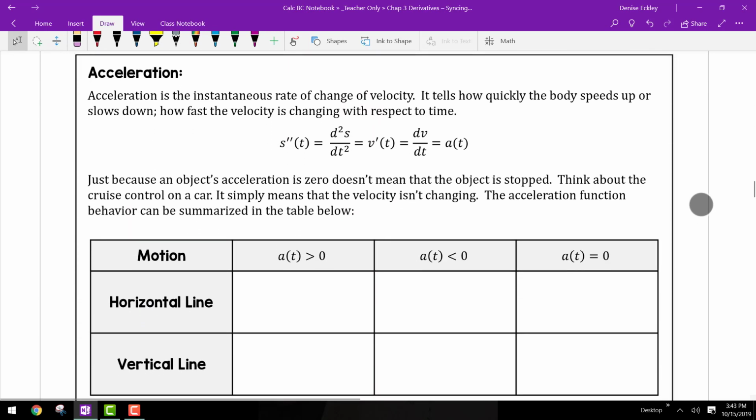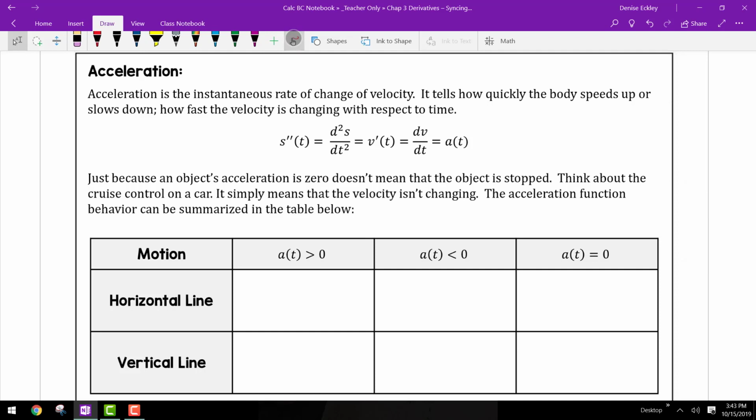All right, now acceleration is, and we're using these words again, the instantaneous rate of change of the velocity. It tells how quickly the body is speeding up or slowing down, or how fast velocity is changing. So, of course, that makes it the derivative of velocity, which in turn makes it the second derivative of our position function. And we usually use the letter a of t. And you want to remember this, just because an object's velocity is 0 doesn't mean the object is stopped. Think about the cruise control in your car.